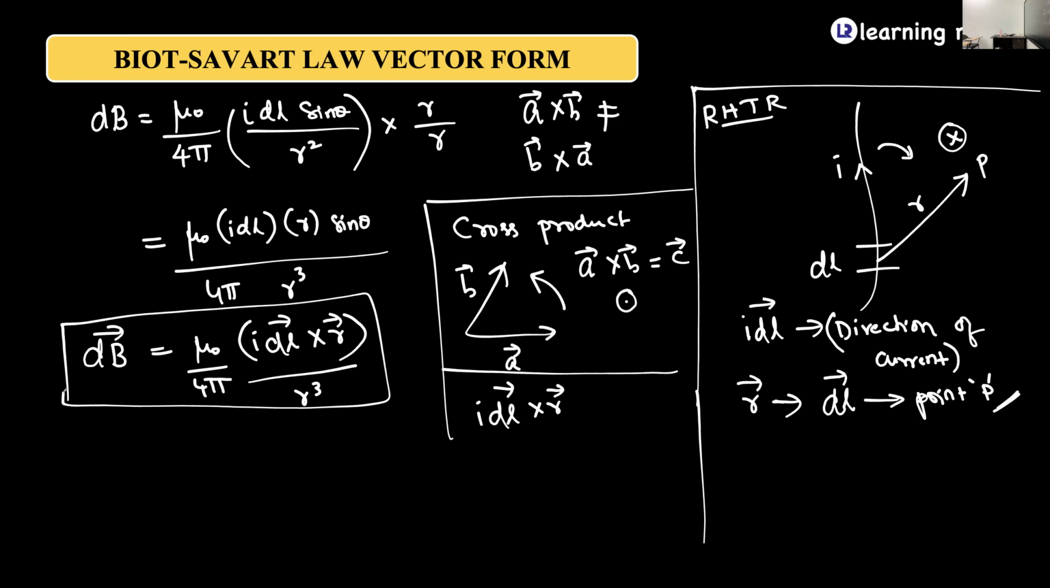Into one, what, into dot or cross. A cross B will be AB sin theta n cap. And n cap is a unit vector. It's perpendicular to both the vectors.